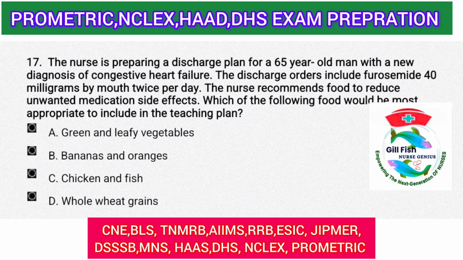Actually, what is the question here? They are given a 65-year-old with congestive heart failure. But what is the drug they are given? Furosemide. Furosemide has a diuretic action. So if you are giving a diuretic, automatically your body is going to lose fluids and also minerals. According to this, what is going to be lacking is sodium and potassium. So that is why option B, banana and orange, you have to provide for the patient. So option B will be the correct answer.